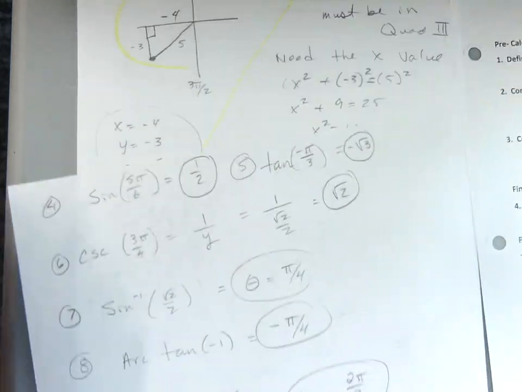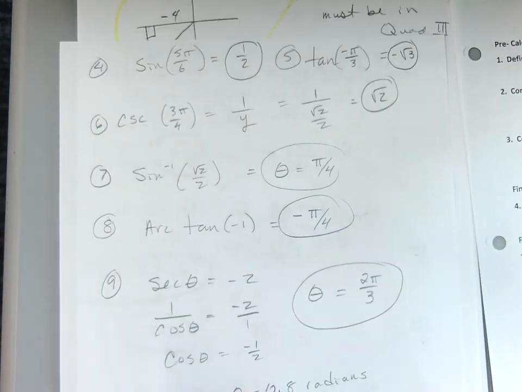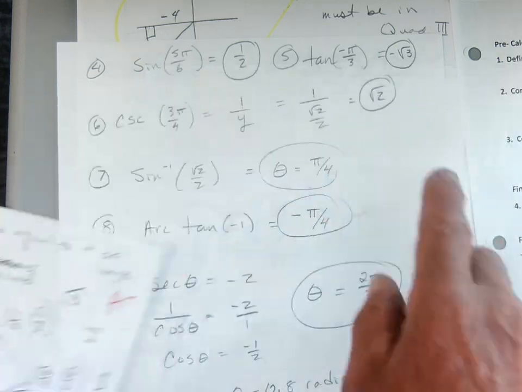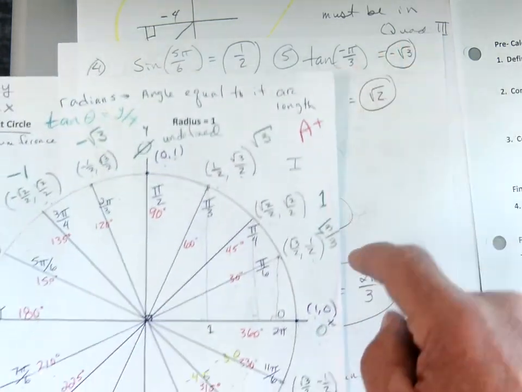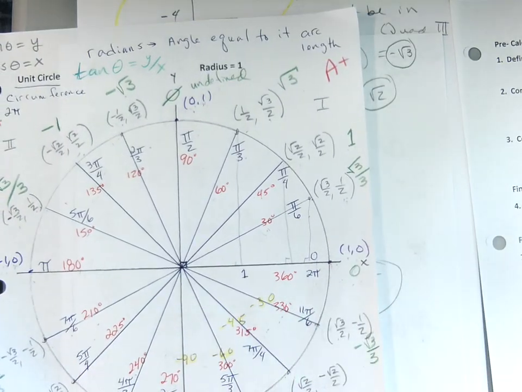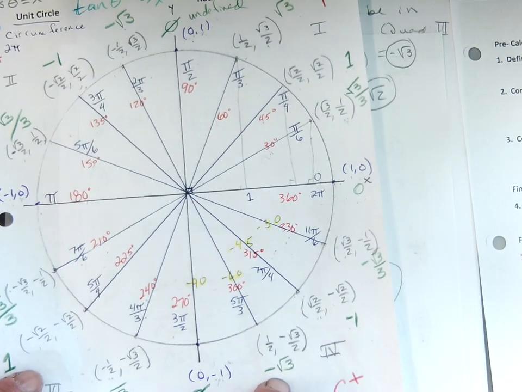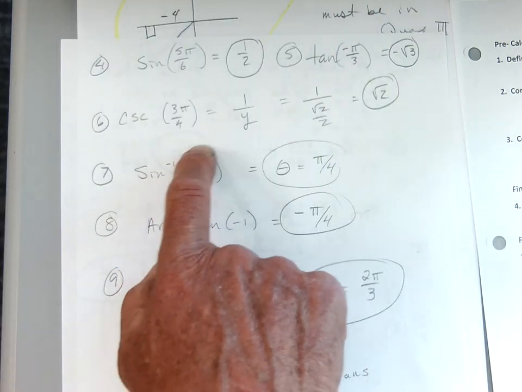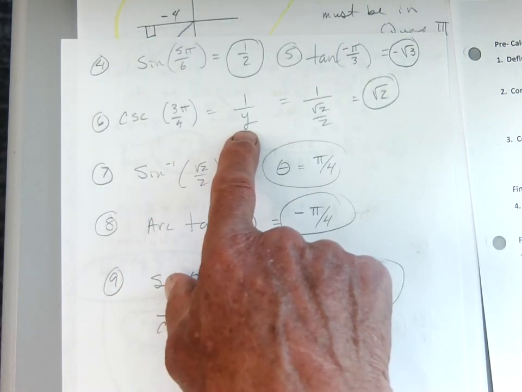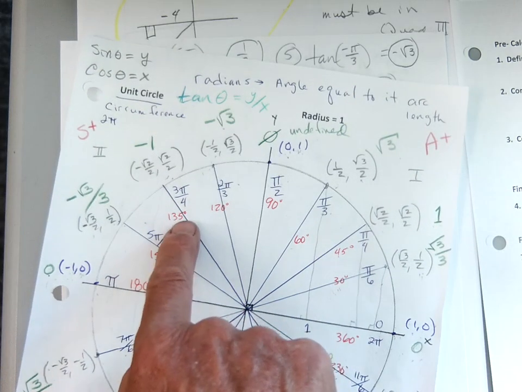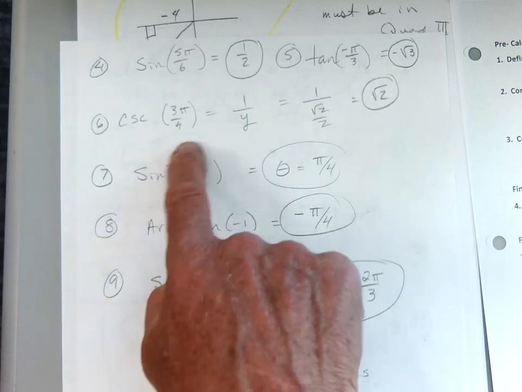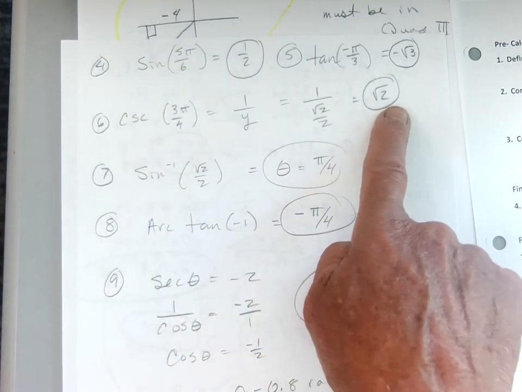Number 4, I just used the unit circle. I need a y value at 5 pi 6, 1/2. Tangent of negative pi thirds is a rotation down here to negative pi thirds. I need my tangent value, negative square root of 3. Cosecant is 1 over the y value, so I find 3 pi fourths. 1 over the y value is 1 over square root of 2 over 2, and I flipped it and rationalized it. We did this in class.